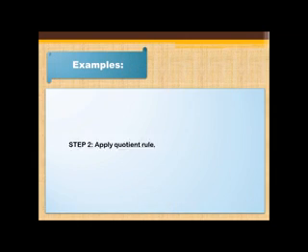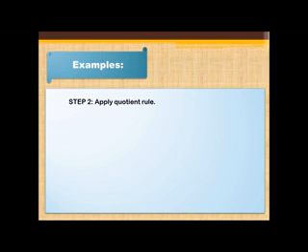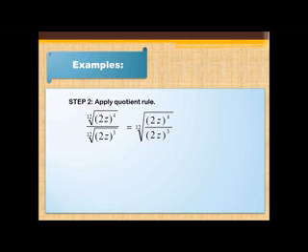Now let's proceed to our second step, which is to apply the quotient rule. Again, the quotient rule states that the quotient of 2 nth roots is equal to the nth root of the quotient. So, the 12th root of the quantity 2z raised to the power of 4 over the 12th root of the quantity 2z raised to the power of 3 is just equal to the 12th root of the quantity 2z raised to the power of 4 over quantity 2z raised to the power of 3.